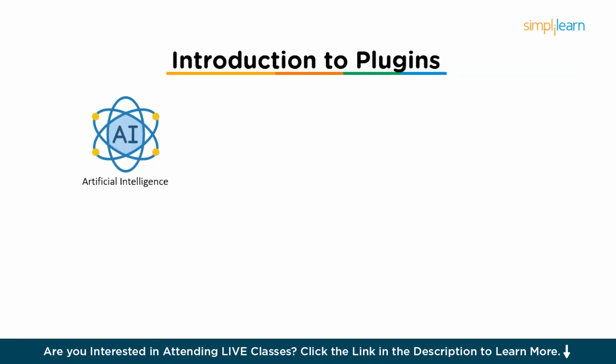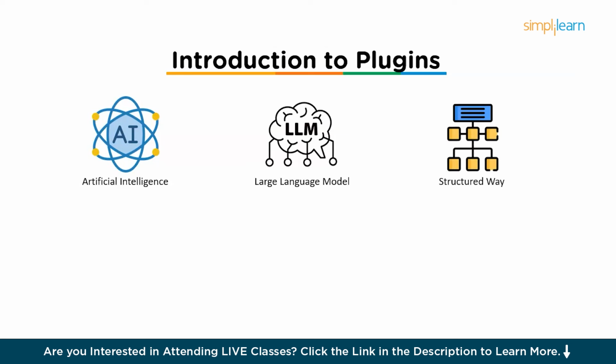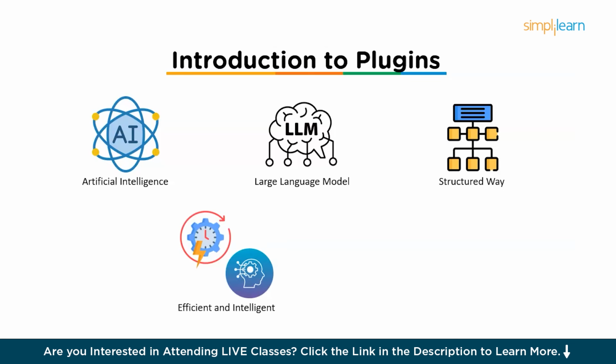The rise of artificial intelligence and large language models is changing the game. But simply using AI is not enough. Businesses need a structured way to integrate AI into their workflows, making tasks more efficient and intelligent. This is where Semantic Kernel comes in, a powerful open source framework designed to bridge traditional business operations with AI-driven automation. But how do we make AI work for specific business needs? That's where plugins in Semantic Kernel become essential.